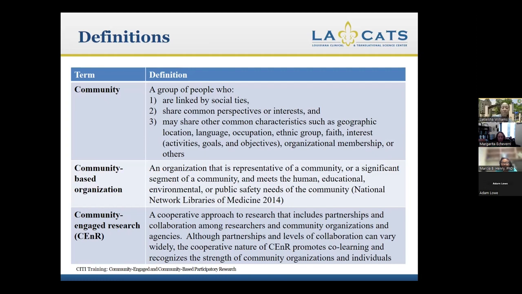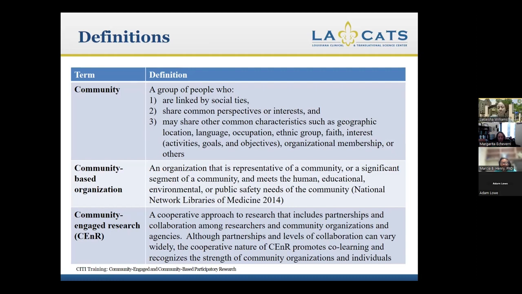Looking a little further at the definition of community-based organization, the National Network of Libraries of Medicine defines it as an organization that is representative of the community, that signifies a segment of that community, and that meets the human, educational, environmental, or public safety needs of the community. So it's that organization that embodies all of those shared characteristics I talked about previously.